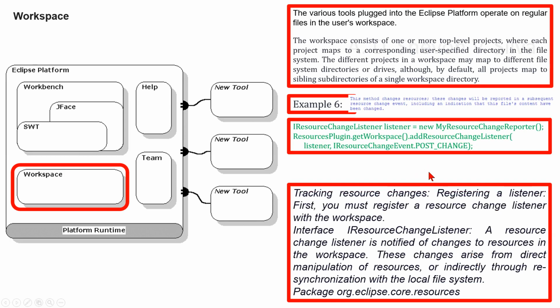Now we are considering registering a listener for tracking resource changes. First you must register a resource change listener with the workspace. The interface IResourceChangeListener. A resource change listener is notified of changes to resources in the workspace. These changes arise from the direct manipulation of resources or indirectly through a resynchronization with the local file system. This is in the package org.eclipse.core.resources.